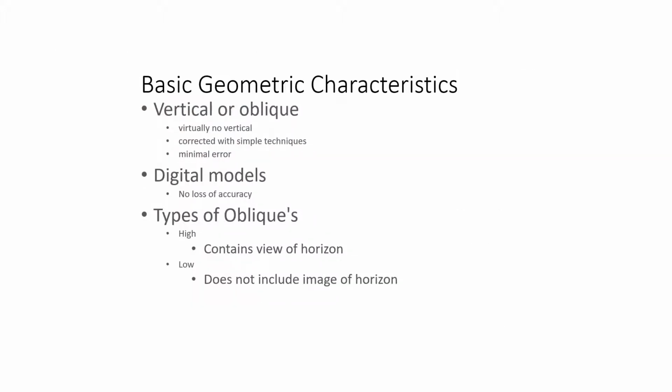What are the basic geometric characteristics that we're looking at? Vertical or oblique. That's virtually no vertical tilt. We only correct it using simple techniques to get minimal amounts of errors. From that, we can generate digital models. We don't really have any loss of accuracy. We have different types of obliques, like highs and lows. In a high oblique, you get to see the horizon. In a low oblique, you do not.